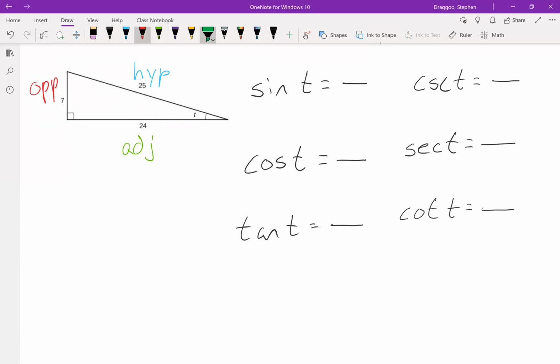Okay, so if we go through and solve them again, sine, opposite over hypotenuse, should be 7 over 25. Cosine is adjacent over hypotenuse. Tangent is opposite over adjacent. And come back through and get the reciprocal identities. Cosecant is the reciprocal of sine, so 25 over 7. Secant is the reciprocal of cosine. And those are the 6 basic trig functions.